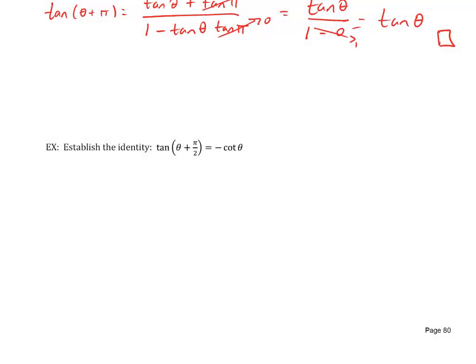On this one, we're asked to establish the identity tangent of theta plus pi over 2 is negative cotangent of theta. Alright, so let's try tangent of theta plus pi over 2.